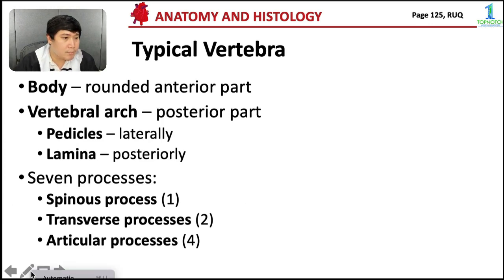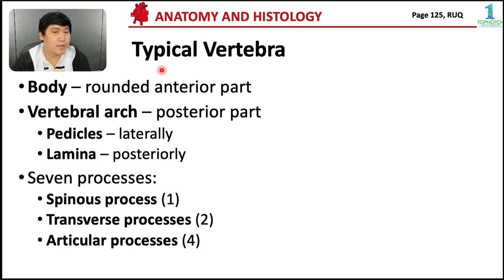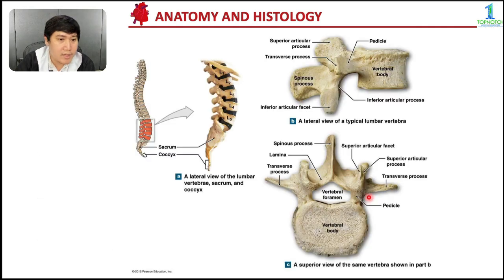Okay? So, going back to the bones, your vertebra is classified into two: you have the typical vertebra and the atypical vertebra. The typical vertebra has a body and an arch. Anteriorly, you have the body; posteriorly, you have the arch. In the arch, laterally, you have the pedicles, and you have the lamina posteriorly.